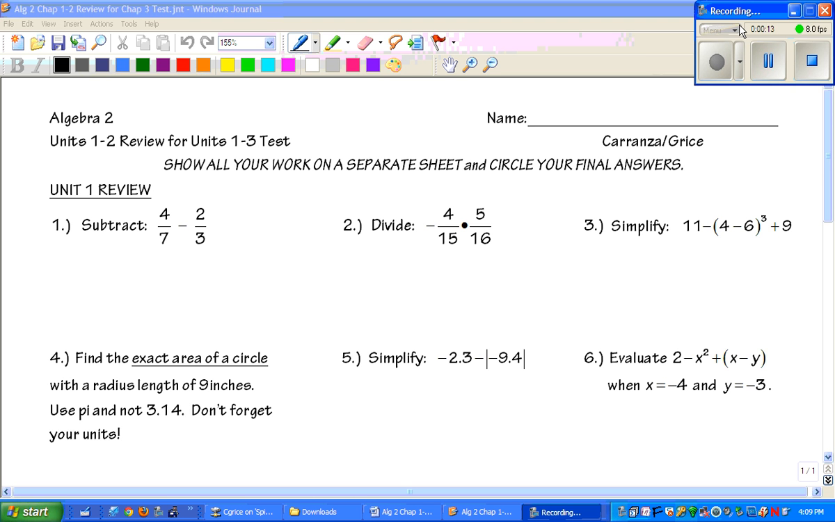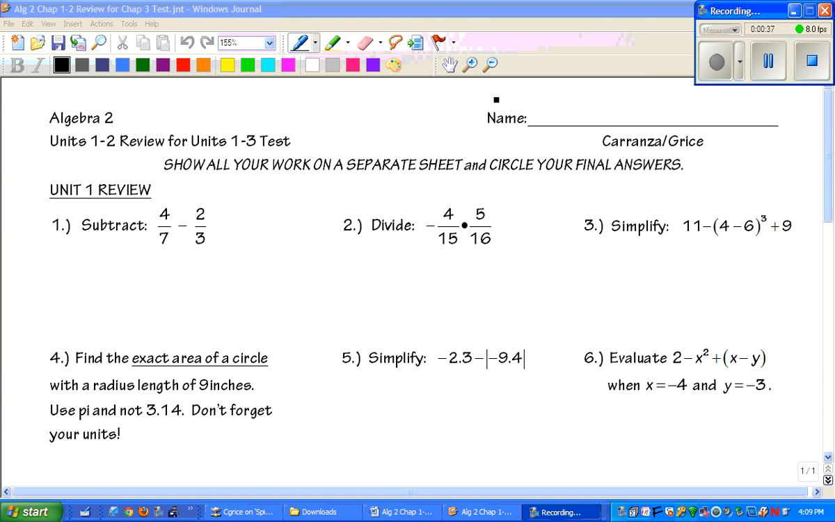Okay, so we are going to start with going through Unit 1, a couple of questions, and then we'll go through Unit 2. Yours says to show all work on a separate sheet of paper and circle your final answers. Mine's a little bit bigger copy of it, so I'm going to show all my work here. If you would like this same copy, go to the class website and you can print it off from there.